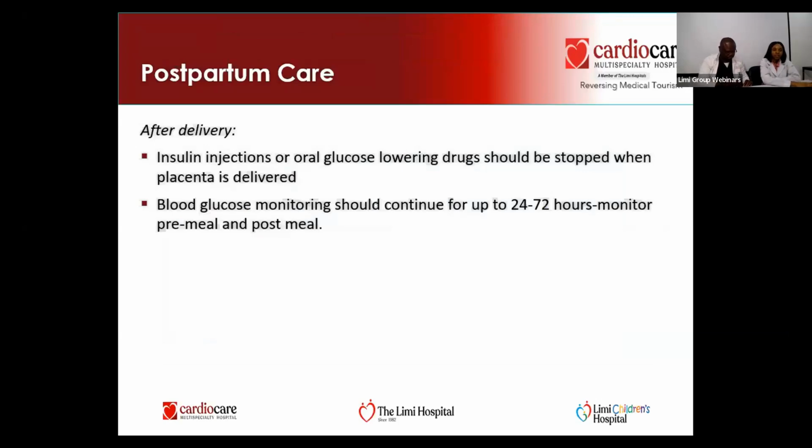For the postpartum care, after delivery, insulin injections or oral glucose lowering drugs should be stopped when the placenta is delivered. The blood glucose monitoring should continue for up to 24 to 72 hours to monitor pre-meal and post-meal. Like I said, the placenta releases what causes resistance, that's the HPL. So when you bring it out, you stop the injection to avoid causing hypoglycemia in this patient. So you monitor and see if the blood glucose is still the same, going up or coming down. And you can do this for the next 72 hours, even more than 72 hours, depending on what you have on ground at that time.